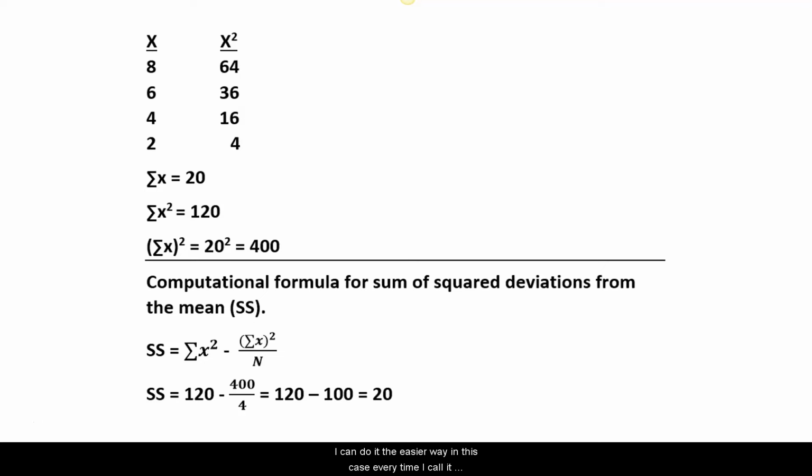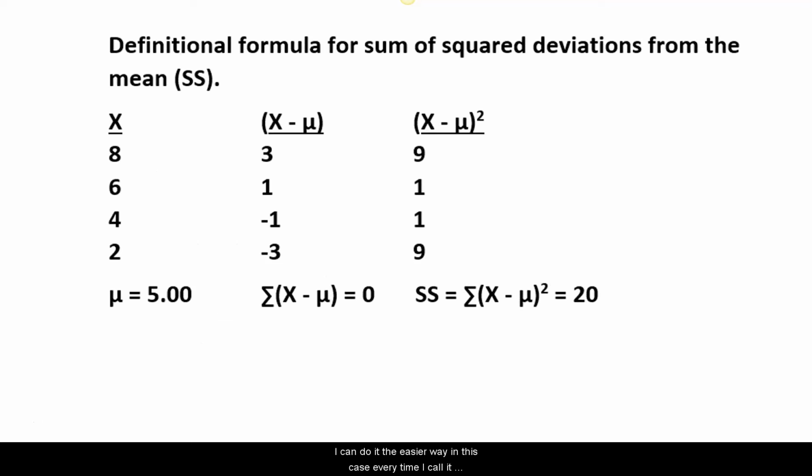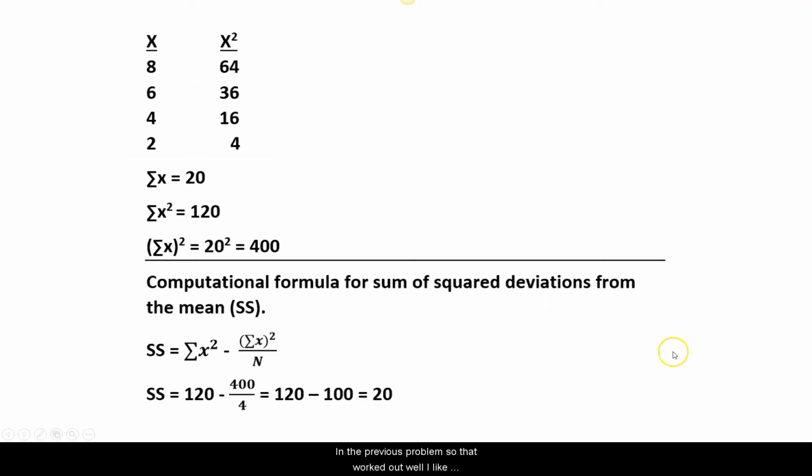Fair enough. I could do it the easier way. In this case, the reason I might call it the easier way is because the mean is rounded. I subtract the mean from each number. Now the mean here is 5. 8 plus 6 plus 4 plus 2 is 20 divided by 4 is 5. And you can see I've got the column where it's every value minus the number. That's the deviation. And of course the sum of those deviations is 0. Then square everything. And I get the sum of the square deviations at 20, which was precisely the same as it was in the previous problem.